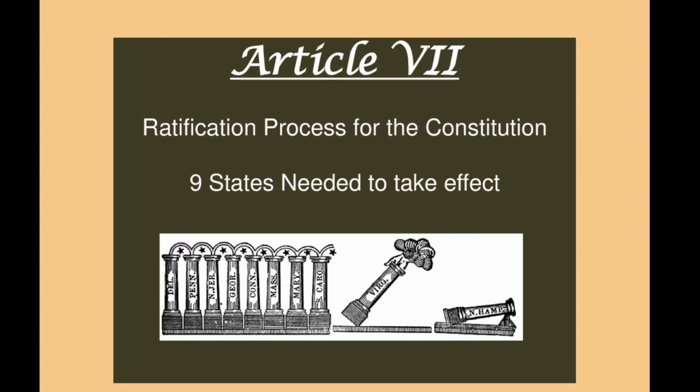Article 7 is the ratification process. So, after the framers left Philadelphia in 1787, the Constitution went back to the state legislatures, and it had to be ratified or passed into law. Now, Article 7 says that only 9 states need to ratify the Constitution in order for it to take effect. But we know that all 13 states, in a period of about 2 years, ratified, and in 1789, the Constitution became the law of the land.